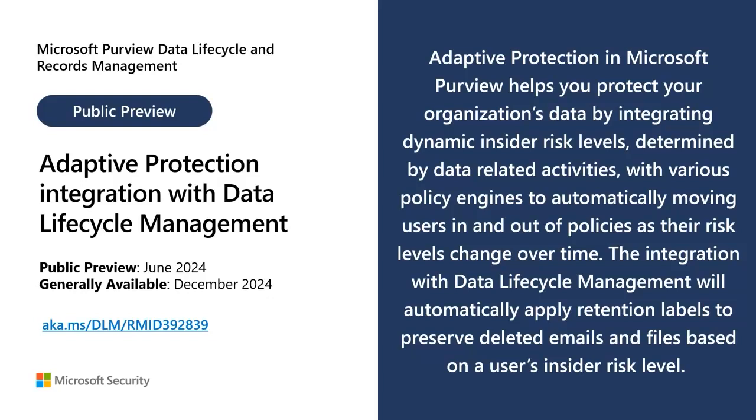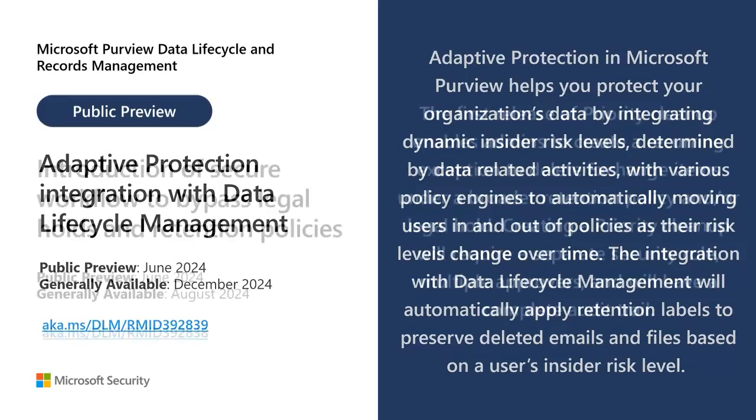This one right now applies to deleted emails and files based on the user's insider risk level. If the user is also deemed not risky going forward, then the user is moved out of the risky user bucket, the risk level is changed, and accordingly this integration will work and let the deletes go through. So this is the adaptive protection integration with the data lifecycle management feature.